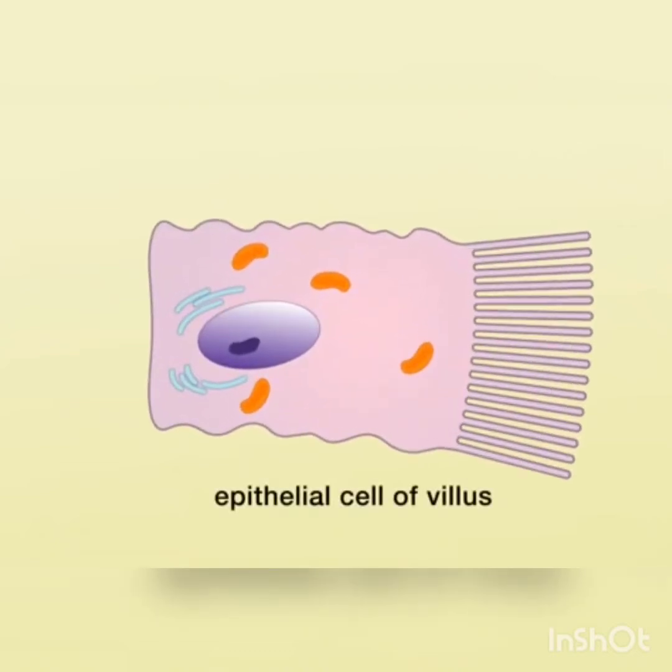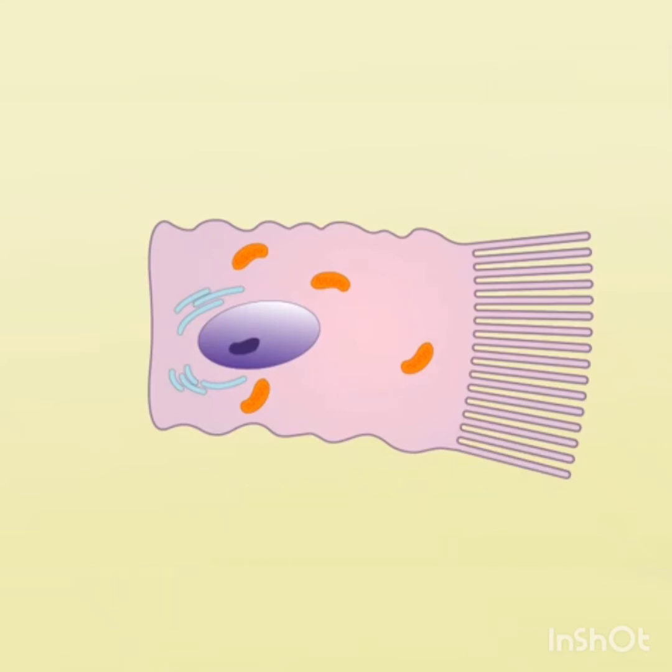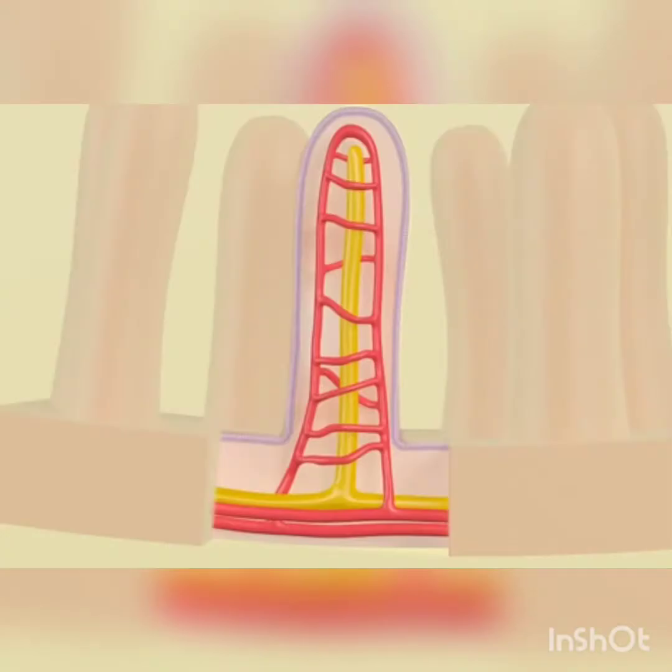This further increases the surface area for absorption, and each villus has a lymph vessel that is called lacteal in the center. The cell membrane of the epithelial cell has a large number of microvilli. This further increases the surface area for absorption. And each villus has a lymph vessel called lacteal in the center.